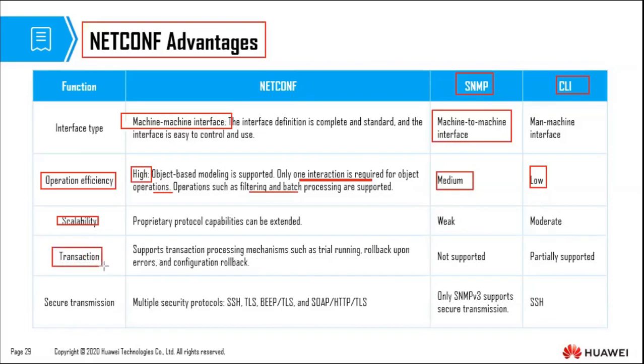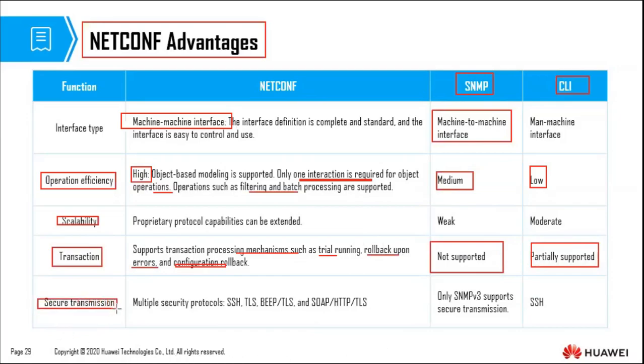Then transactions. NetConf supports transaction processing, such as trial running and error rollback. So you've done some configuration, you want to roll back to the original status. You can't do that, and also configuration rollback, you can't do that in SNMP. You can do it, but on a limited scale, on CLI.